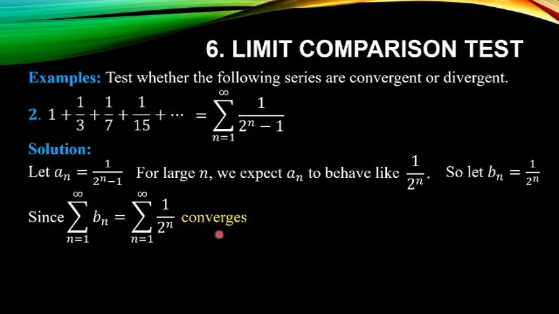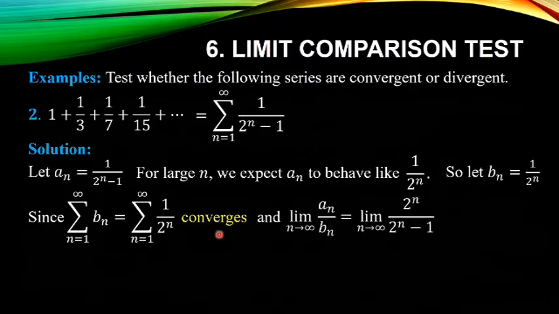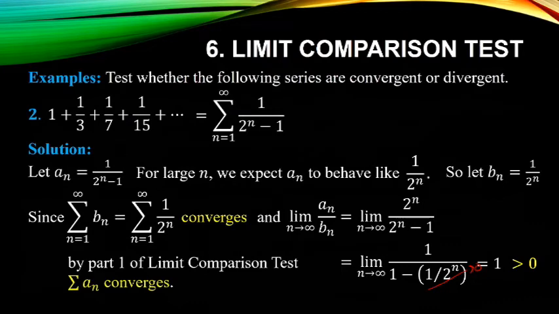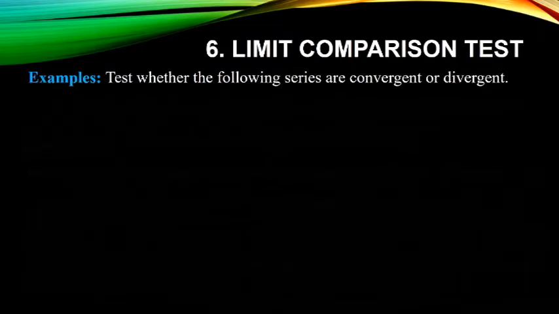So by the nth-term test, it converges, and the limit of the ratio of a sub n over b sub n is equal to the limit of 2 raised to n over 2 raised to n minus 1. By rationalizing, we have the limit of 1 over 1 minus 1 over 2 raised to n. As n approaches infinity, this will become 0. So 1 over 1 is equal to 1, which is greater than 0. So by part 1 of the limit comparison test, since the series of b sub n converges, then the series of a sub n also converges.